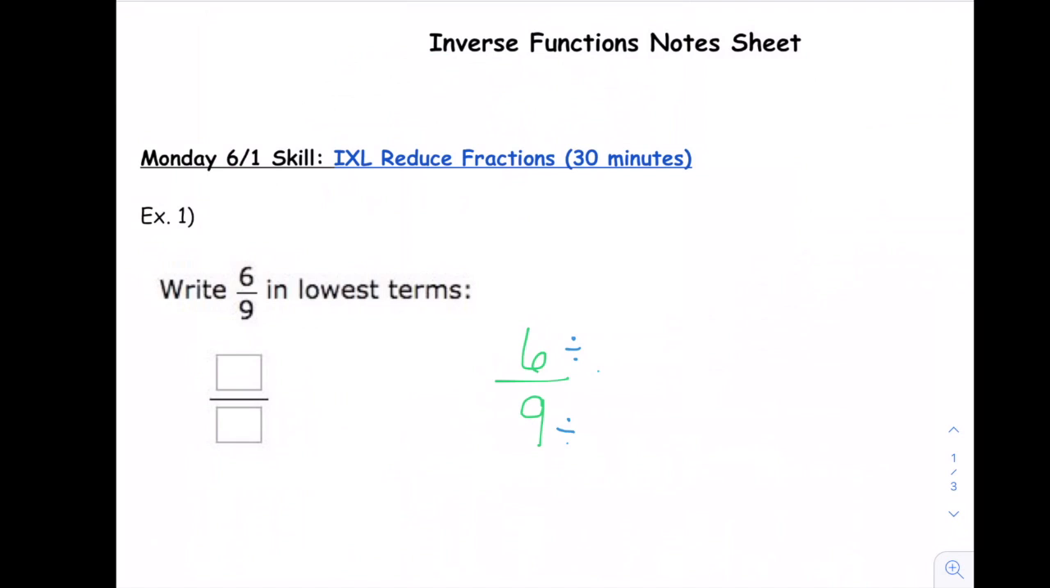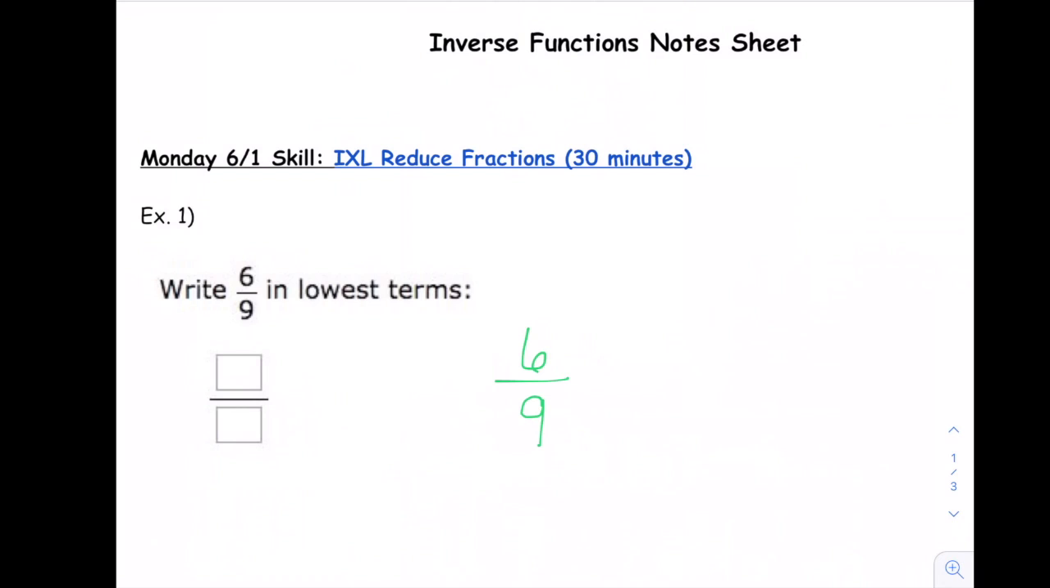So I need to think of the highest number that goes into both 6 and 9. The best thing to do is to start actually with the smaller number of the two that I see. So the smaller number I see here is 6. Can I divide both of these by 6? I know I can do 6 divided by 6, that's 1. But I can't do 9 divided by 6 and get a whole number. So 6 is not going to work.